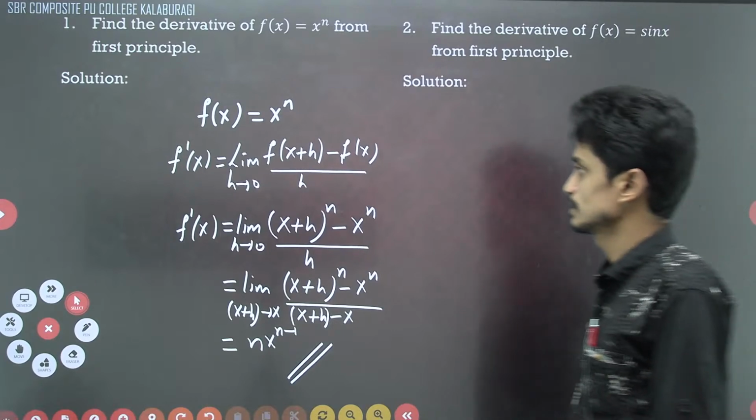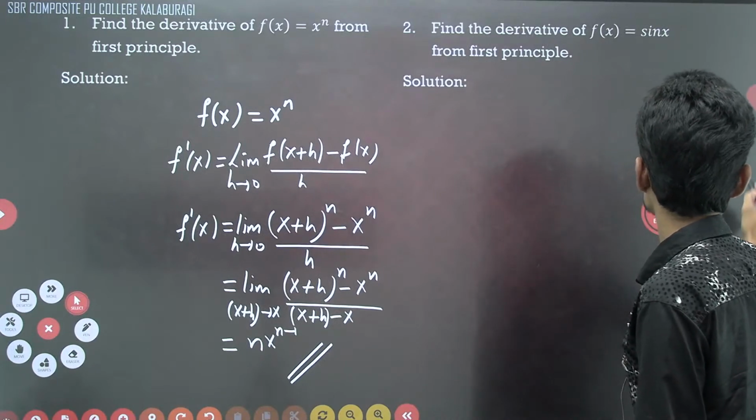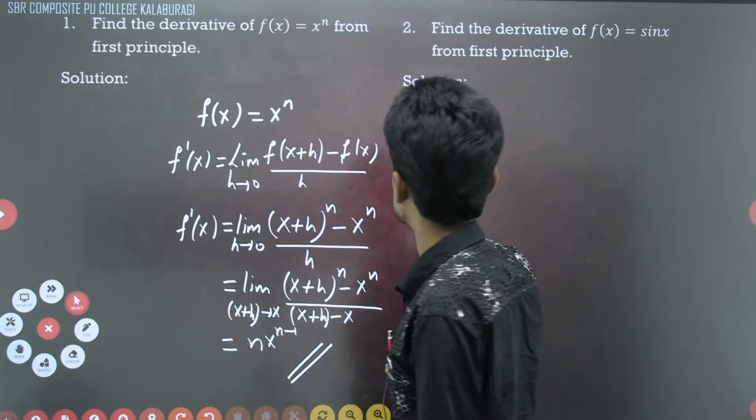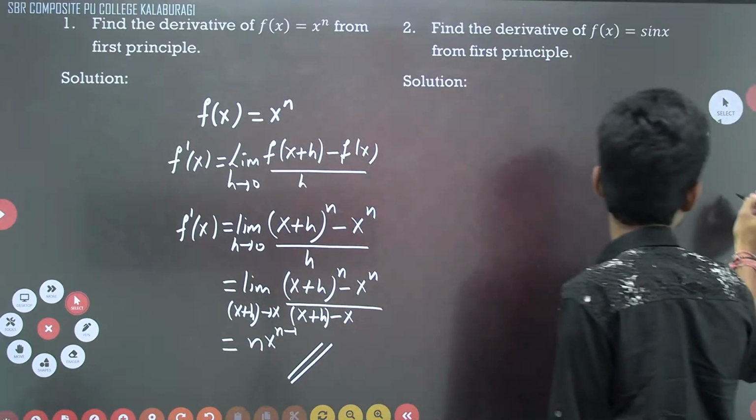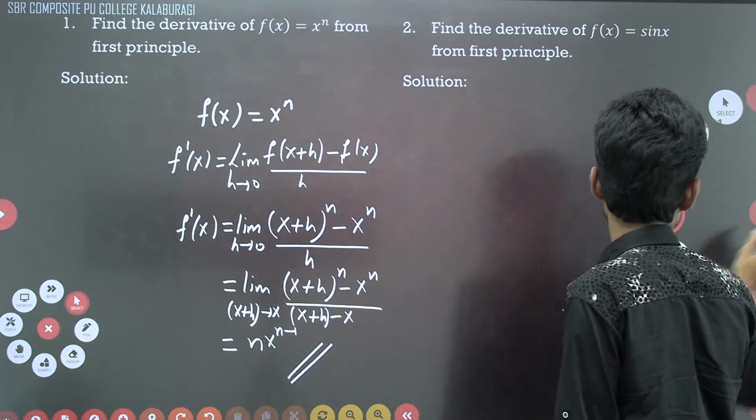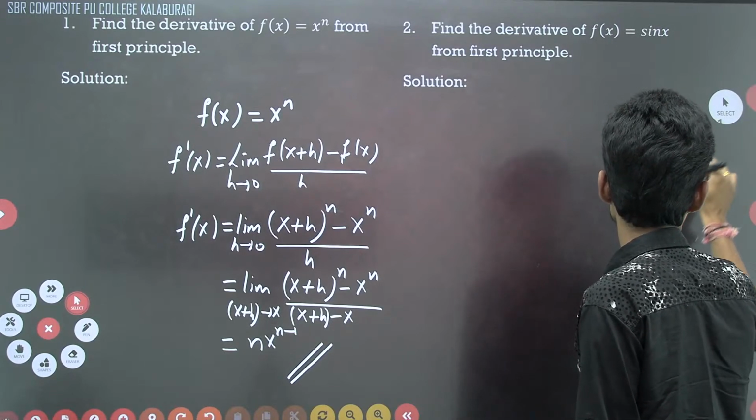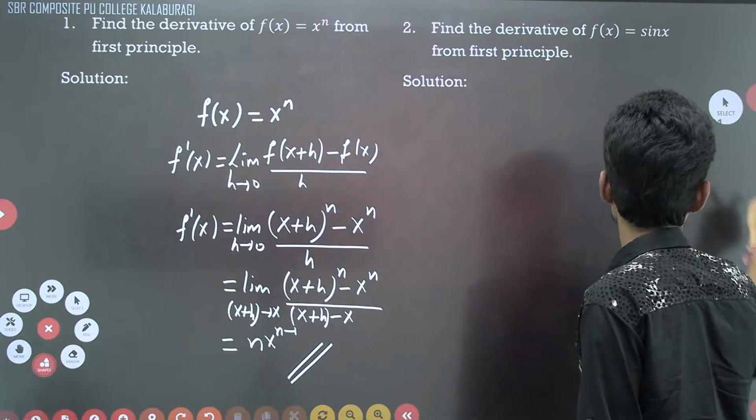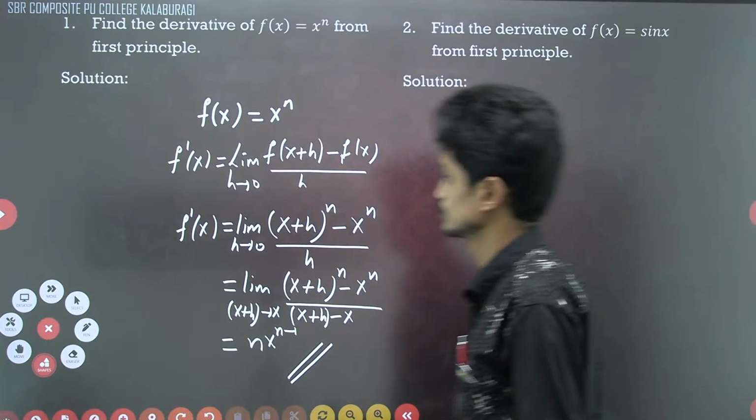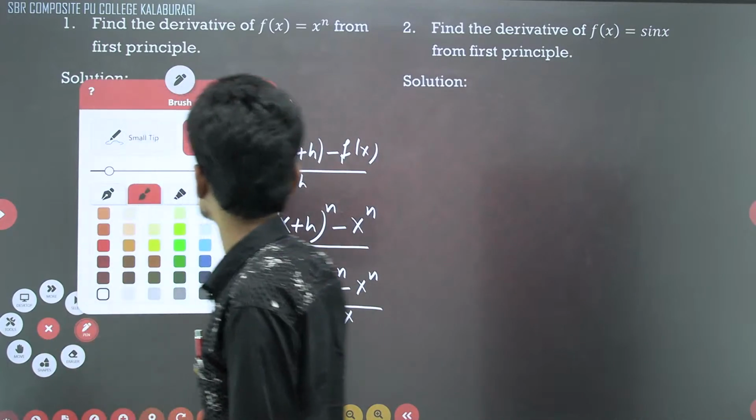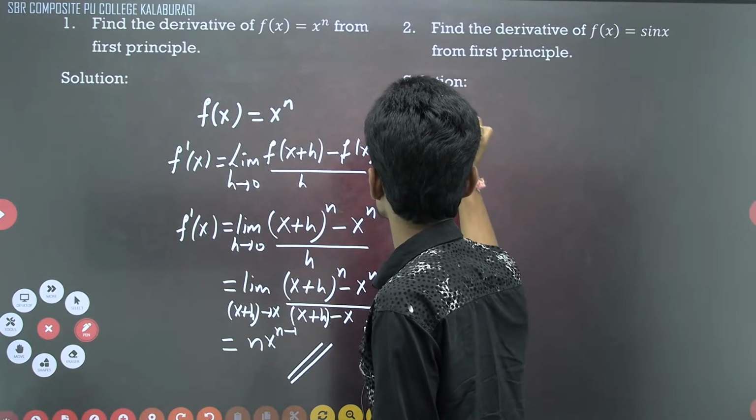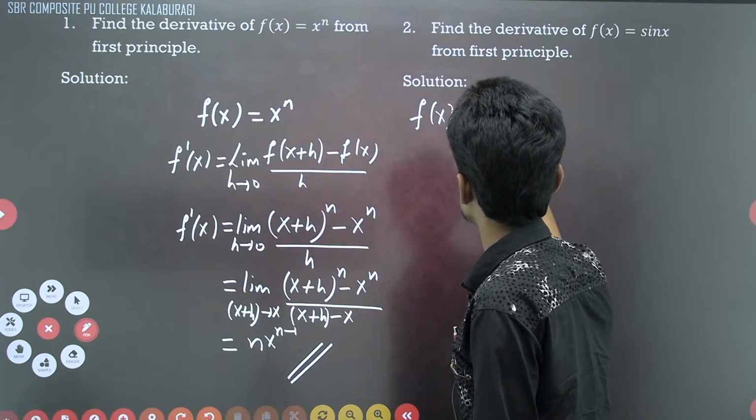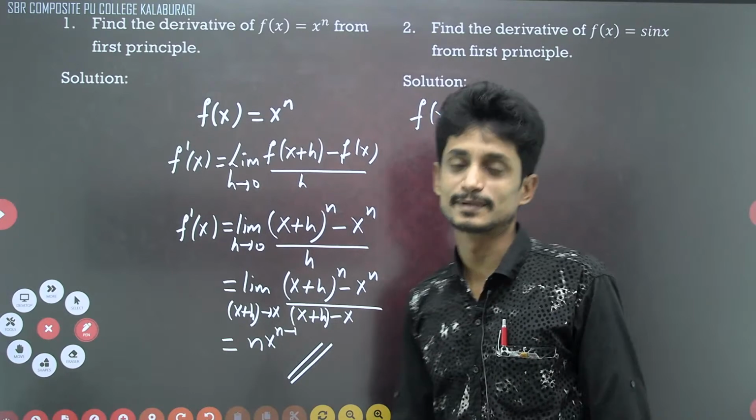Now, I'll go for another problem. Another problem means, in another way, f of x is equal to a power x.